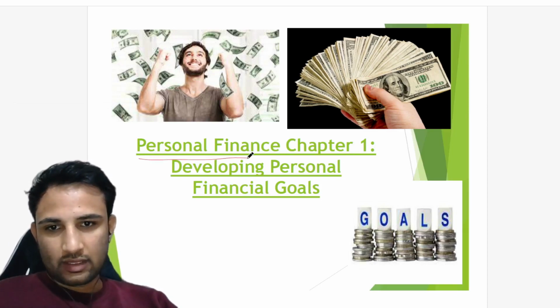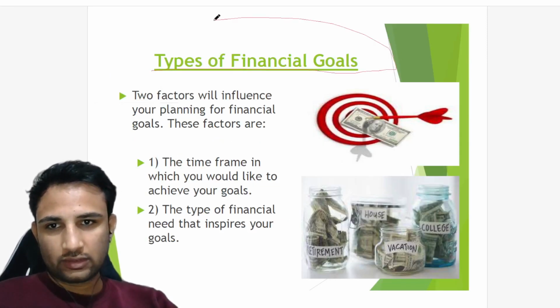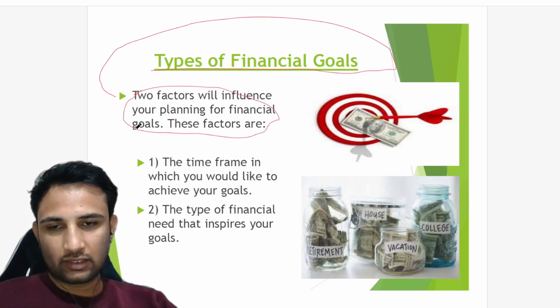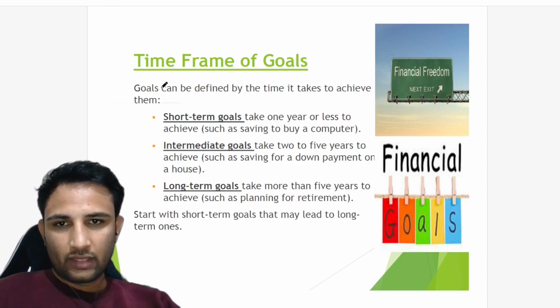Our next topic is developing personal financial goals. Types of financial goals: there are two factors that will influence your planning for financial goals. These factors are the time frame in which you would like to achieve your goals, and the type of financial need that inspires your goals. Time frame of goals. Goals can be defined by the time it takes to achieve them. We can categorize them in three portions. First one is short-term goals, second one is intermediate goals, third one is long-term goals.